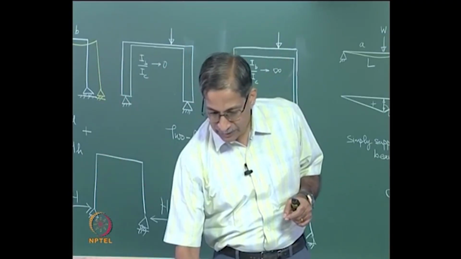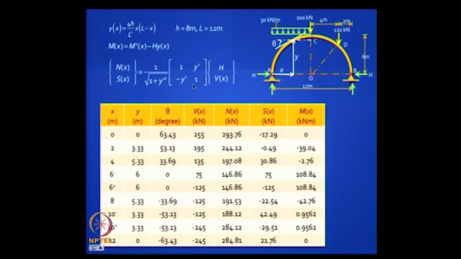You remember this equation, we have derived this. So you have an expression for y. If you differentiate this, you get an expression for y dash. You have an expression for moment. So what you can do is just tabulate over a few points on the arch. Wherever you have a concentrated load acting, do not miss out that point.